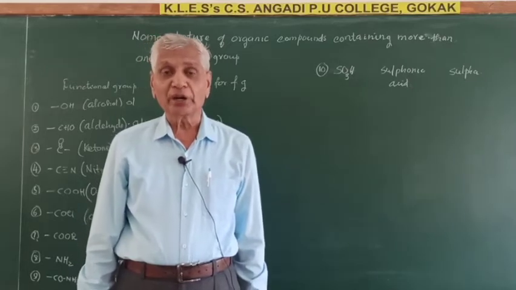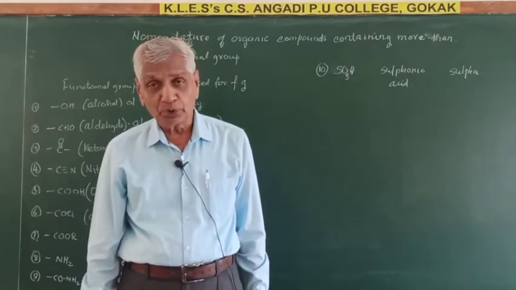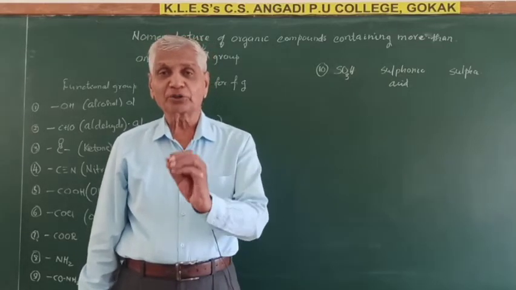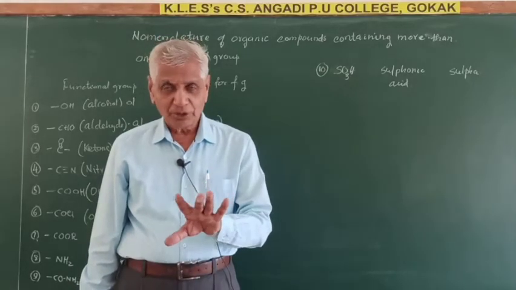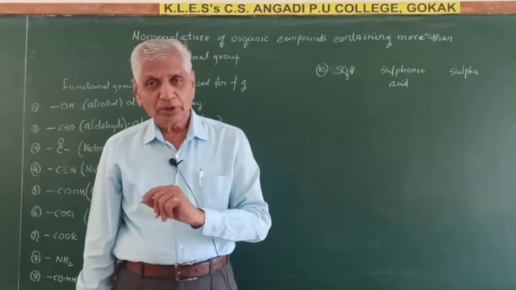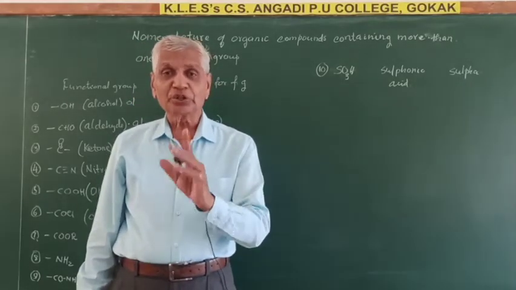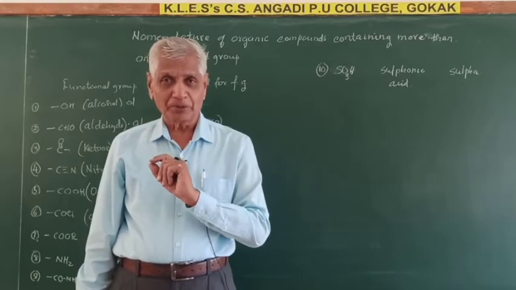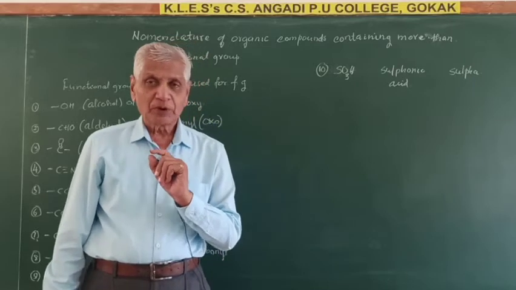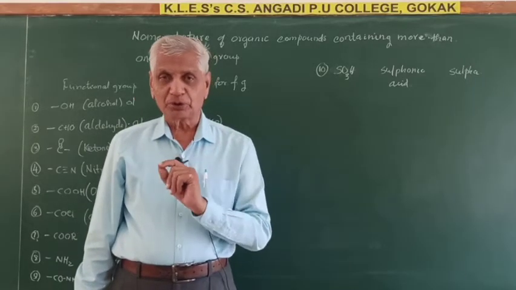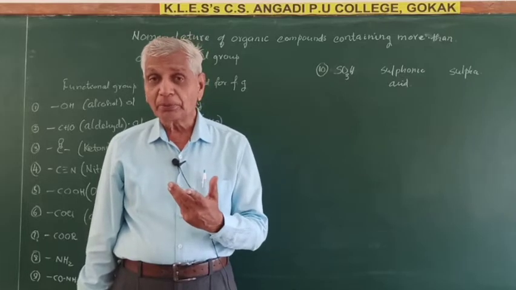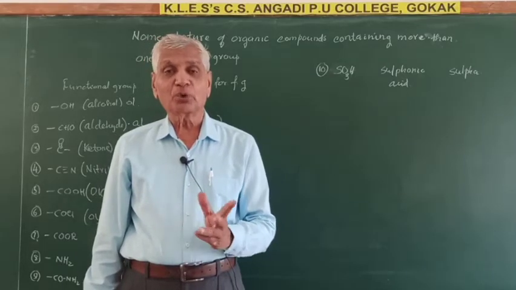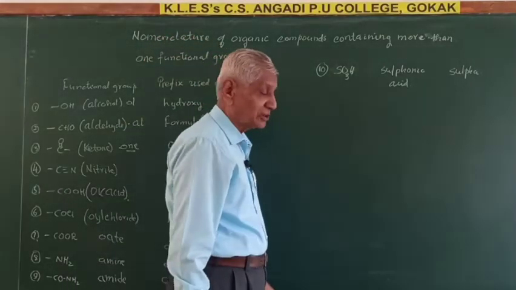So when the compound contains more than one functional group, you have to first select a prior or important functional group. Follow? If there is more than one functional group, you have to select one functional group which is the main or principal functional group. So first, the main functional group is selected. How to select the main functional group? There is an order of selecting the functional group.